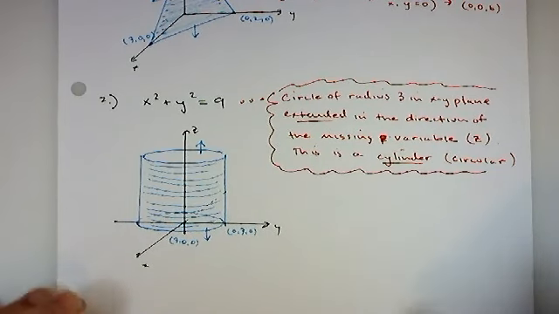And let me show you another example of a cylinder, but not a circular cylinder. We still call this a cylinder.